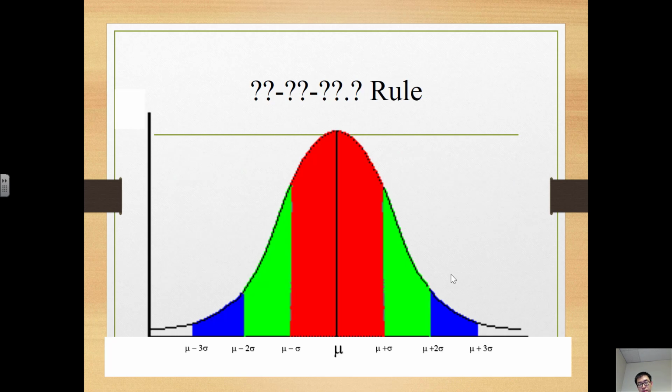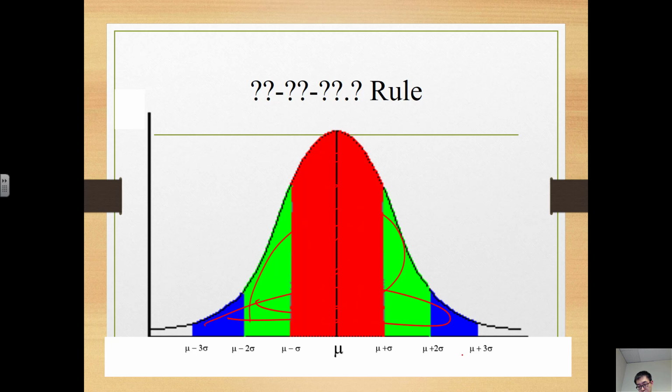So this is the visualized empirical rule. What's the area of this part? And what's the area of this part? And what's the area of this whole part? Please think about it yourself. Okay, hopefully you got it.